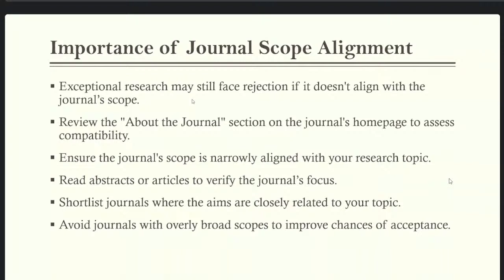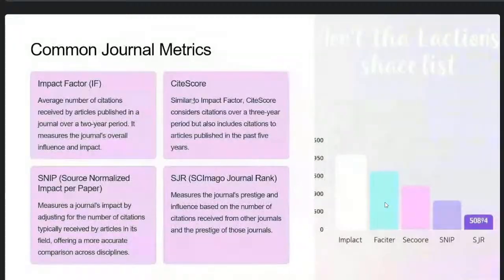So first you should go through your journal scope, which is easily available on the home page. It takes just 2-3 minutes, and you can find out whether our paper title is aligned with the aim and scope of the journal. So that is the one thing we have to carry out. Second is how we can evaluate the journal.